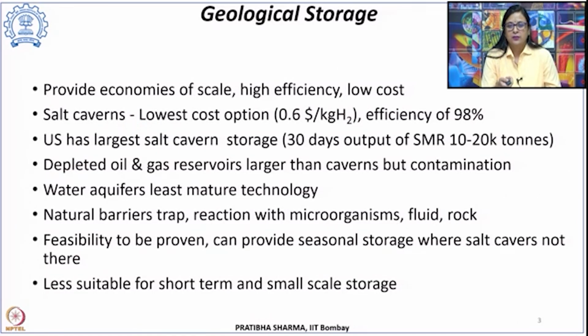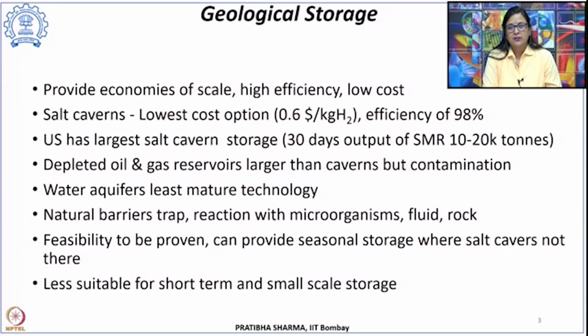In the USA, there are the largest salt caverns, which can store for 30 days the hydrogen being produced from an SMR plant, with an output of say 10 to 20,000 tons of hydrogen. Now, there are other salt cavern storages in the UK which can store about 1000 tons of hydrogen, and there are certain other plants coming up in Germany which can store 3500 tons.